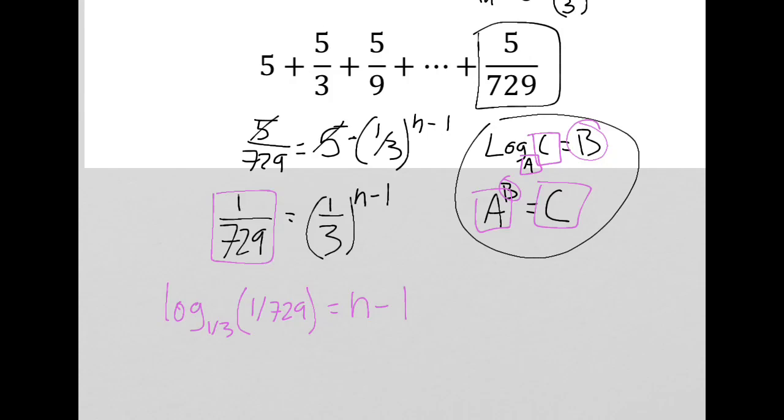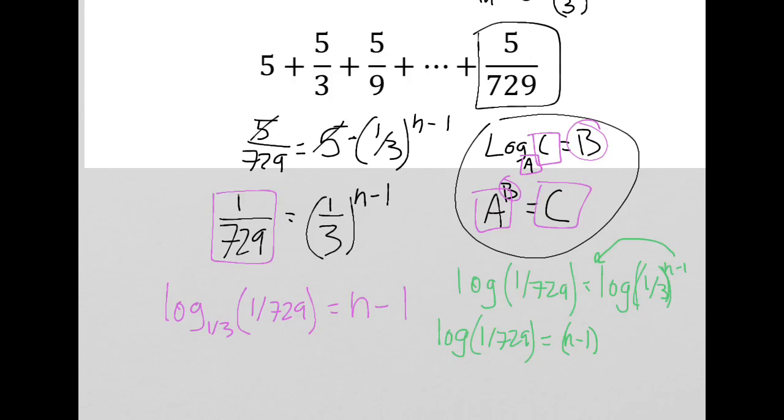Now, if you don't remember how to get into that form from exponential form, well, maybe you remember the power rule of logs. And so just take the log of both sides. The log of 1 over 729 equals the log of 1/3 to the power of n minus 1, like that right there. And the power rule says you can take that exponent and move it down in front. So really what we have is the log of 1 divided by 729 equals that exponent, n minus 1, times the log of 1/3.